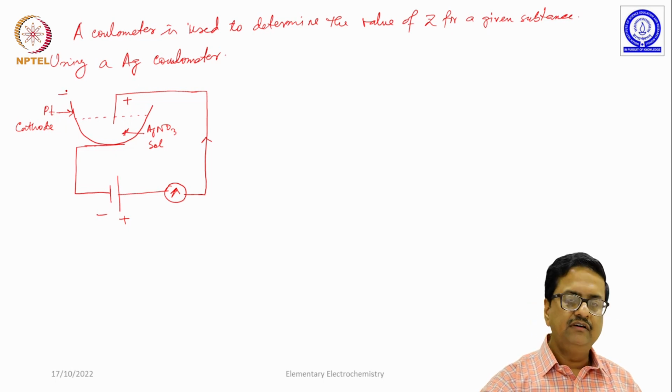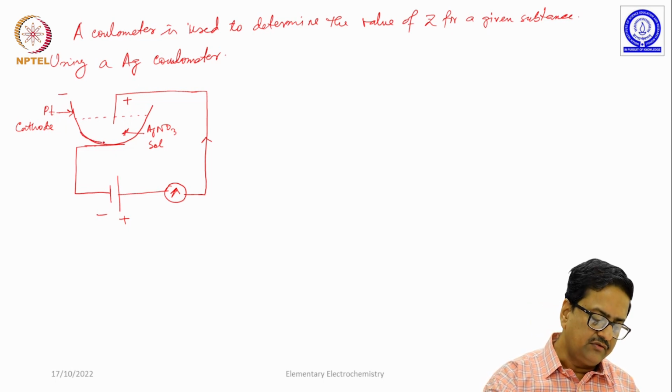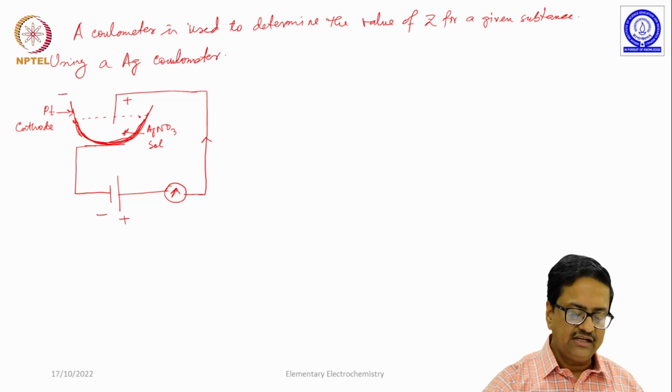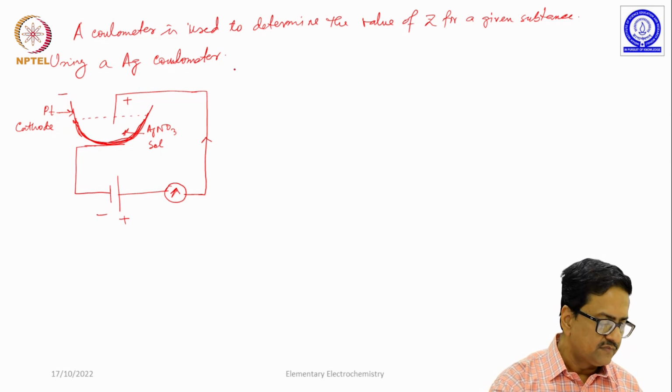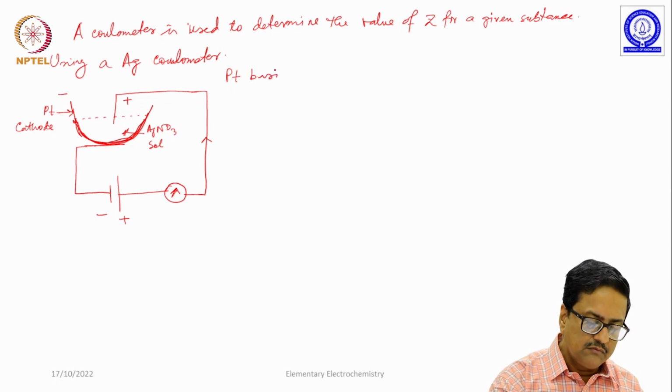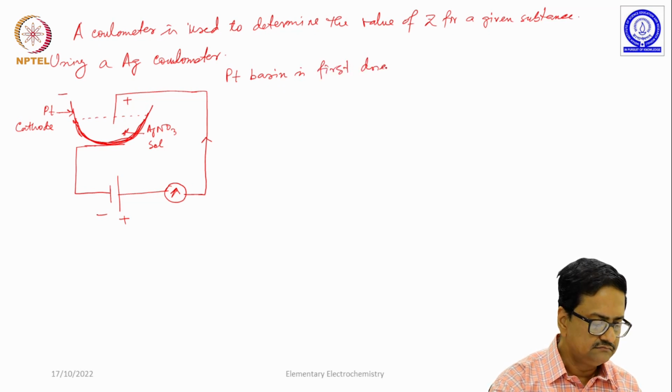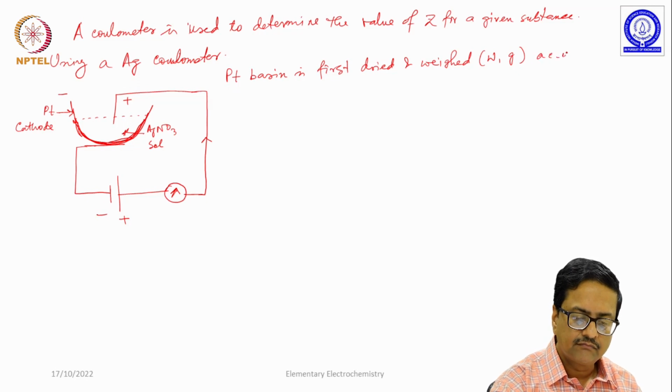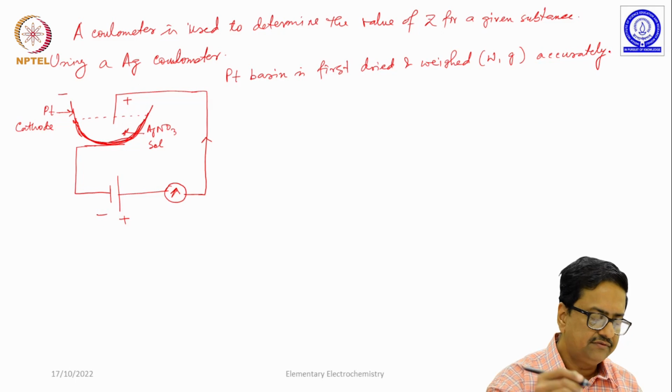So, what will happen is, when the electrolysis takes place, some amount of silver will be deposited in this platinum basin. So, the mass of this platinum basin will increase with time when you pass the electricity. So, the platinum basin is first dried and weighed, say W1 gram, accurately using a 4-digit balance.